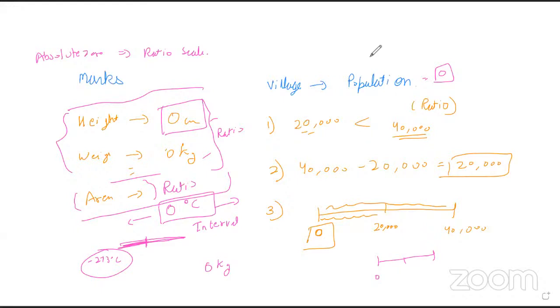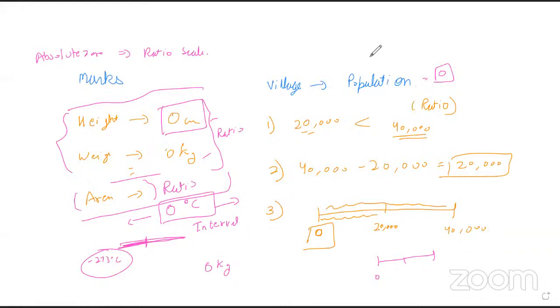IQ, in what units are you talking about? Sir, I have read somewhere that IQ is an interval scale of measurement, but can't it go below 0? I think it depends. It should be ratio, I think. So can I answer this question, sir? Yeah, please.